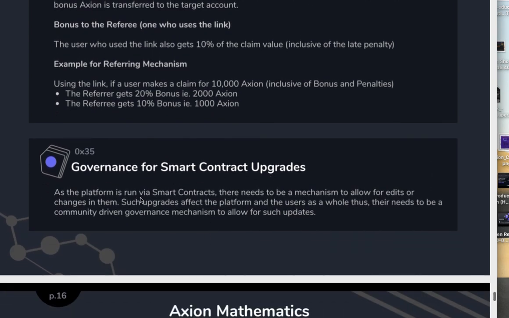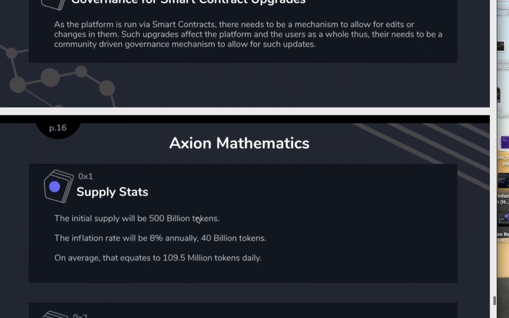As the platform is run by smart contracts, there needs to be a mechanism to allow for edits or changes in them. Such upgrades affect the platform and users as a whole. There needs to be a community-driven governance mechanism to allow such updates.